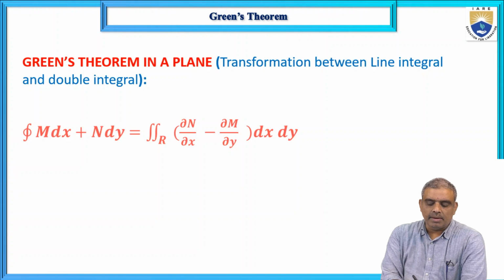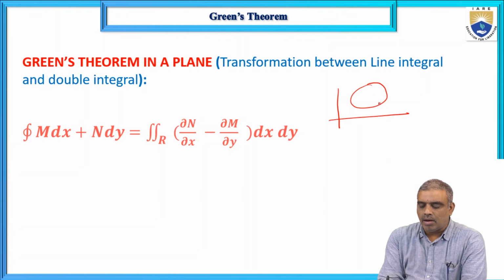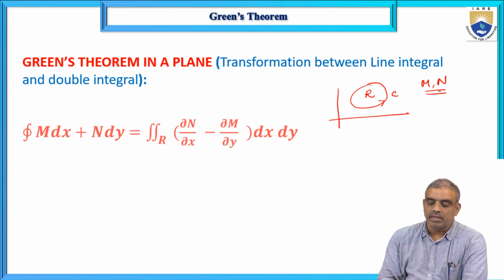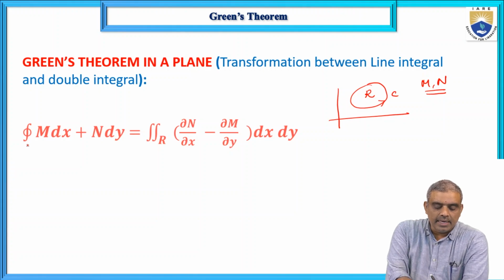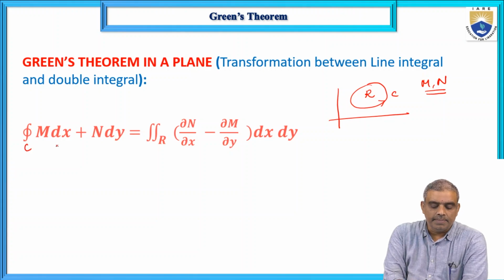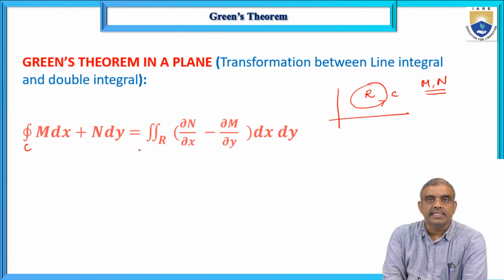So the statement of the theorem is, if C is any closed curve bounded by the region R, this is the closed curve C, and R is the region bounded by the closed curve C, and M and N are two functions which are defined on the region R and which are continuously differentiable functions, then the integral over the closed curve C of M dx plus N dy is equal to the double integral over the region R of dou N by dou x minus dou M by dou y dx dy. This is the statement of the theorem.